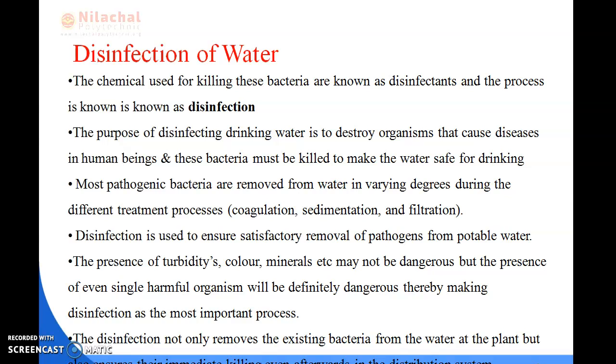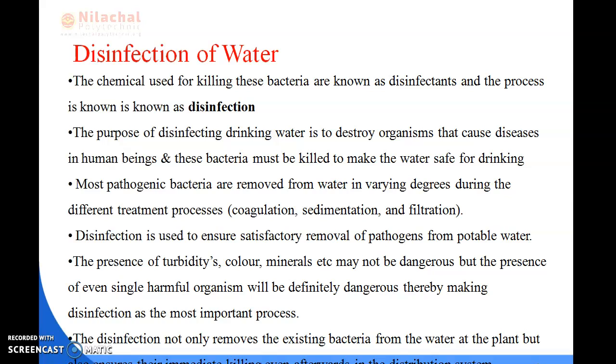So as all of us have learnt about aeration, sedimentation, filtration, sedimentation with coagulation, these water treatment process methods are used to remove the bacteria or any type of impurities. Okay. So next we will be reading about disinfection of the water. It is another water treatment process. In disinfection of the water, the chemicals used for killing the bacteria are known as disinfectants, and the process is known as disinfection.